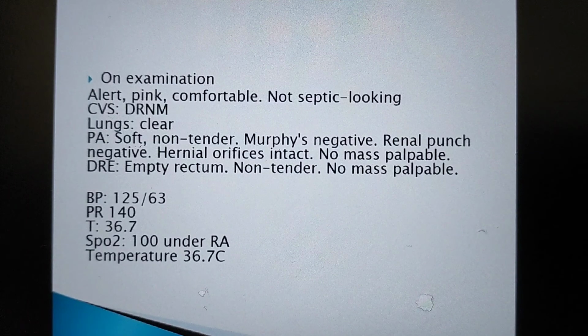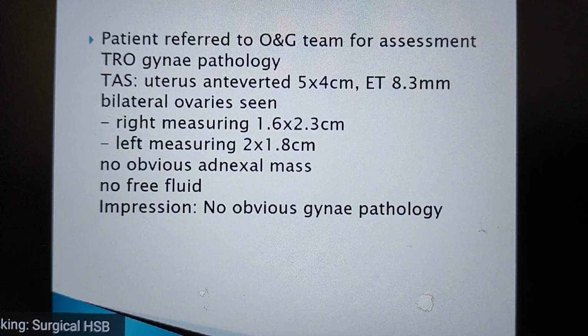On examination, the patient is alert and comfortable, lungs and CVS normal. Per abdomen, it is soft, non-tender, Murphy's negative, renal punch negative, hernia orifices intact, no mass palpable. DRE normal, no mass palpable as well, and the vital signs are stable. Because the patient is of childbearing age, she was referred to the O&G team as well for assessment to rule out gynecological pathology. Their impression was no obvious gynae pathology.